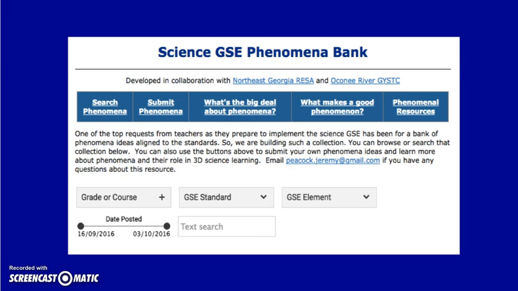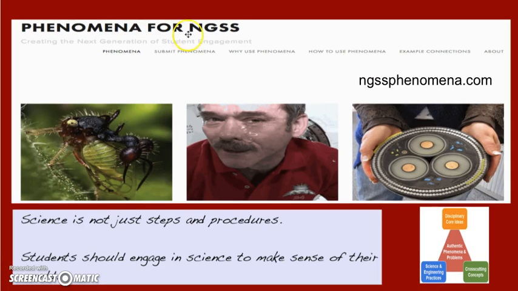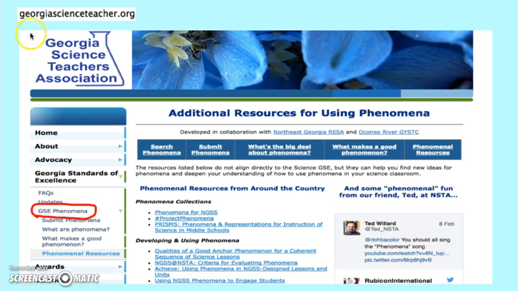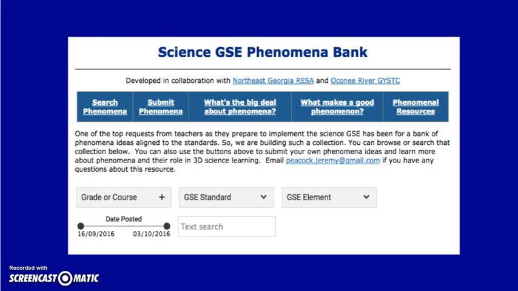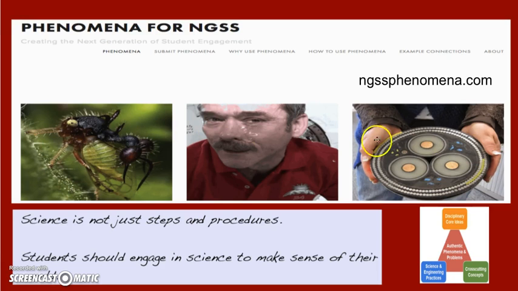But the page that I have found the most phenomena samples of is this one. It is ngssphenomenon.com. This was one of the resources on the Georgia Science Teachers Association page. This is just the very top 3 that happen to be on there, but if I counted correctly, there were 96 phenomena the last time I looked that happen to be on here.